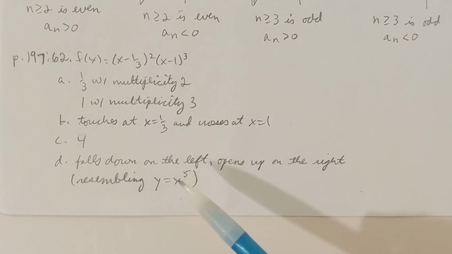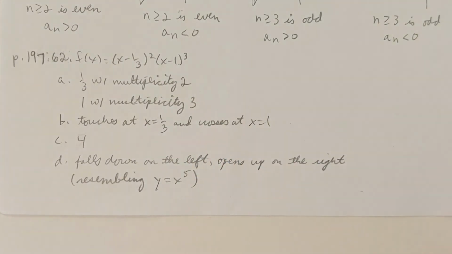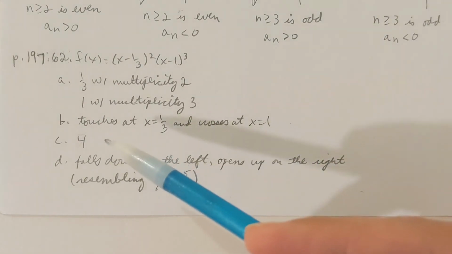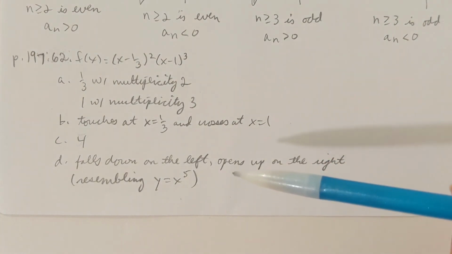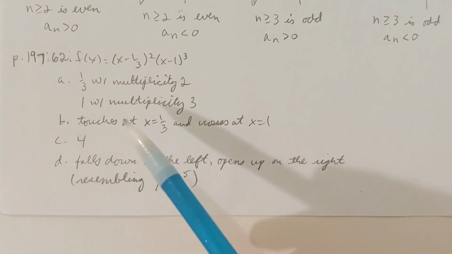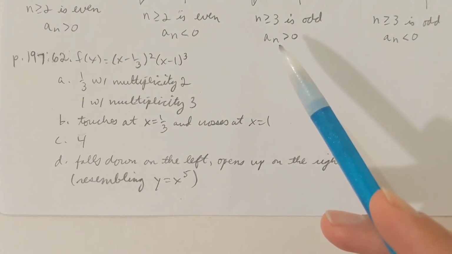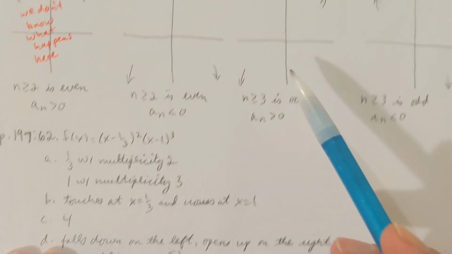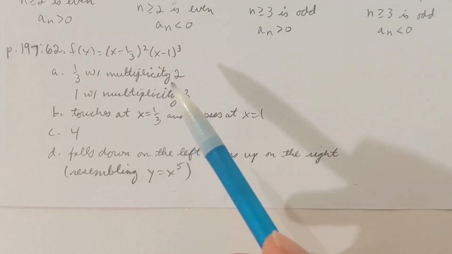Part C, determine the maximum number of turning points on the graph. Well, if I were to FOIL this out, the leading factor that I would have is x to the 5th. Okay, if f is a polynomial function of degree 5, then f is going to have at most 4 turning points. Part D, determine the end behavior of the function. I've got a degree 5 polynomial, and a sub n would be positive. A sub n is 1. So the graph is going to resemble what I see here, where it's going to fall down on the left and open up on the right, resembling y equals x to the 5th, since they have a degree 5 polynomial there.